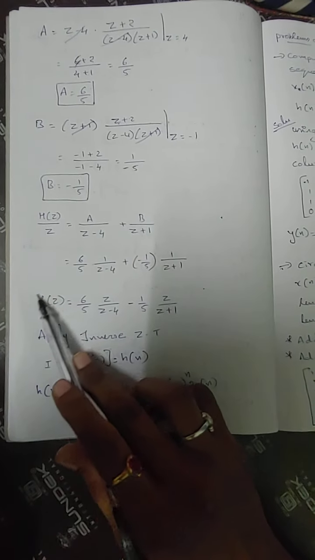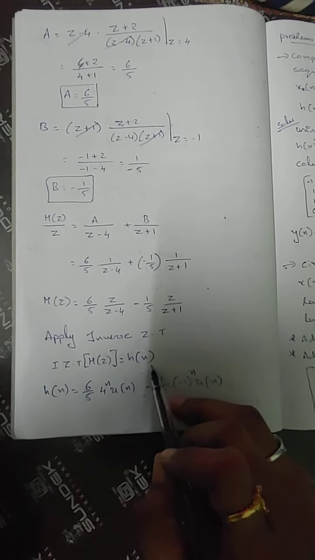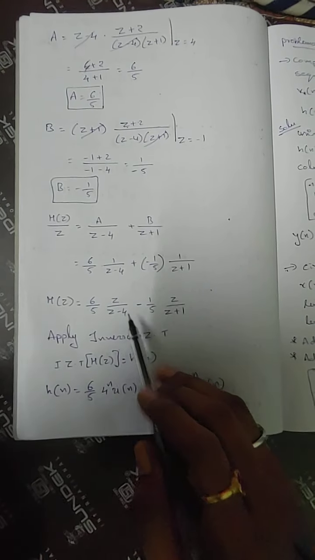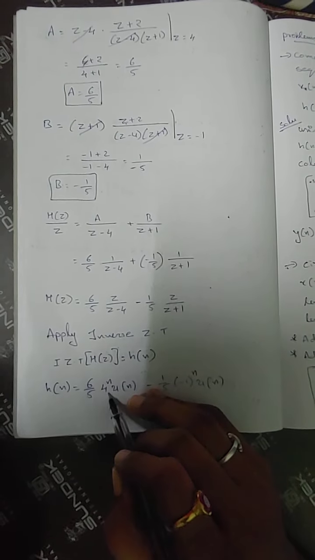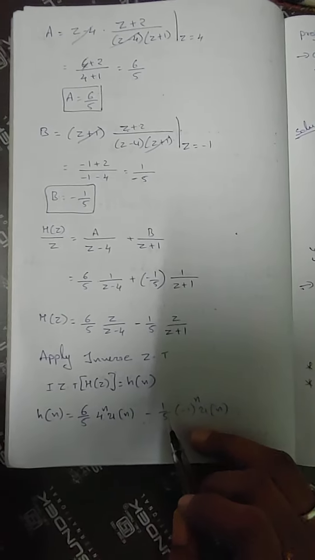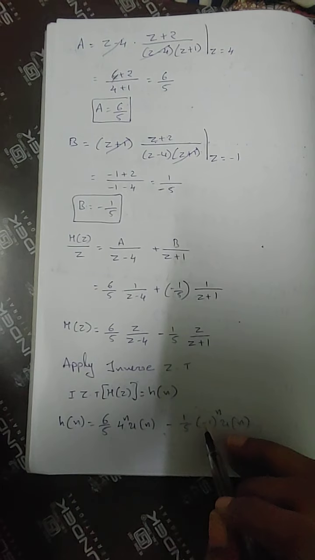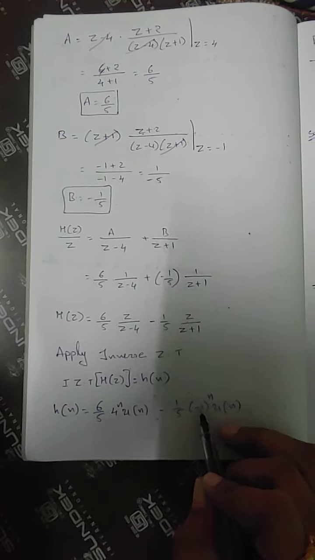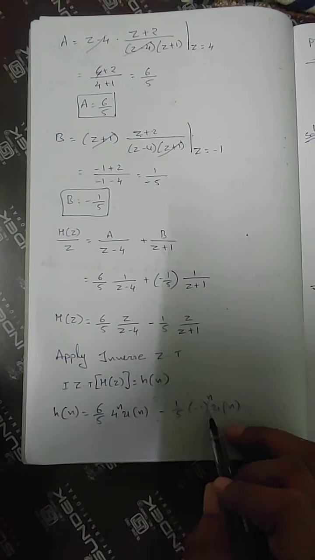So the inverse Z transform of H of z is nothing but h of n. So 6 by 5 into z by z minus a, the inverse transform is 4 power n into u of n, minus 1 by 5 into, so the Z transform of z by z plus 1 is minus 1 power n u of n.